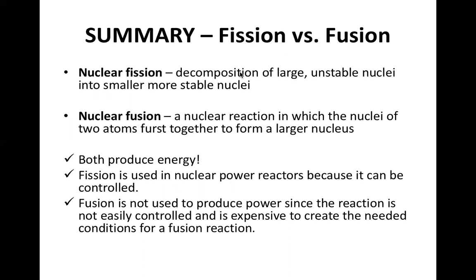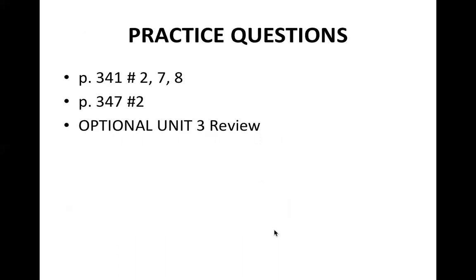Summary, fission versus fusion. In fission, we have decomposition of a large nucleus into smaller fragments, smaller nuclei. In fusion, it's a nuclear reaction in which the nuclei of two atoms fuse together to form a larger nucleus. Both produce energy. Fission is used in nuclear power reactors such as CANDU because it can be controlled. Fusion is not used to produce power at this moment in Ontario since the reaction is not easily controlled and is expensive to create the needed conditions for a fusion reaction.